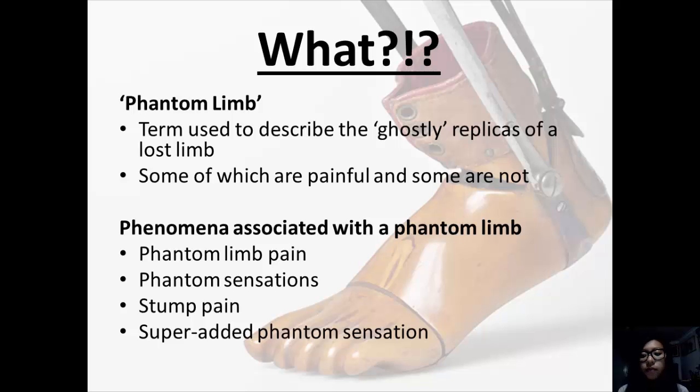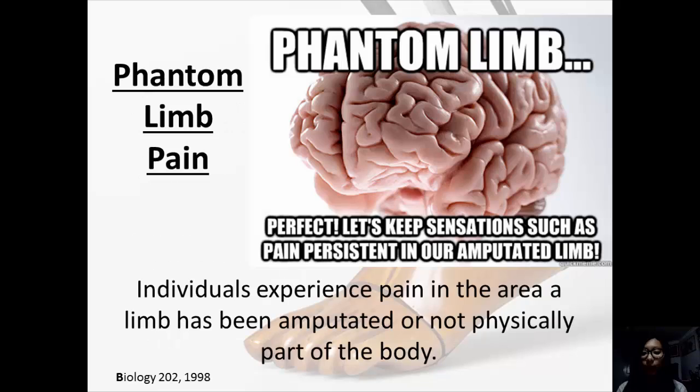There are a number of different types of phenomena that can be associated with the phantom limb. 1. Phantom limb pain. 2. Phantom sensations. 3. Stump pain. And 4. Superadded phantom sensation. Phantom limb pain can be defined as when an individual experiences pain in an area where a limb has been amputated or is not physically part of the body.